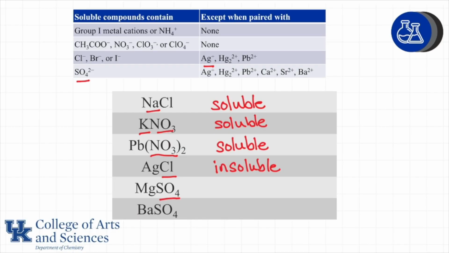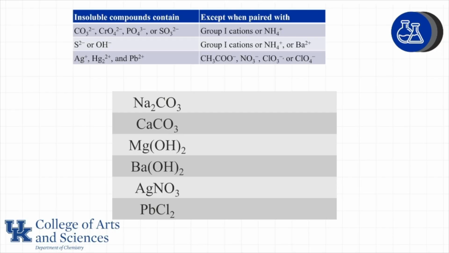Magnesium sulfate contains sulfate, which we see are generally soluble. We do not see magnesium as one of the exceptions, so this is a soluble compound. Our last example here is barium sulfate, and we see that barium is one of the exceptions. Therefore, this will be an insoluble compound because sulfates are generally soluble except when they're paired with silver, mercury, lead, calcium, strontium, or barium. Now let's look at some examples involving compounds that contain mostly insoluble species.